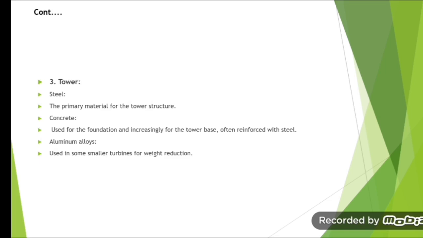And the third part of the wind turbine is the tower, which involves steel, concrete, and aluminum alloys. Steel is the primary material for the tower structure. Concrete is used for the foundation and increasingly for the tower base, often reinforced with steel. Aluminum alloys are used in some smaller turbines for weight reduction.